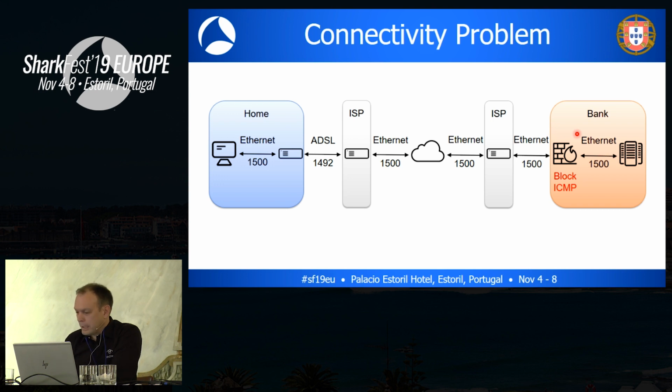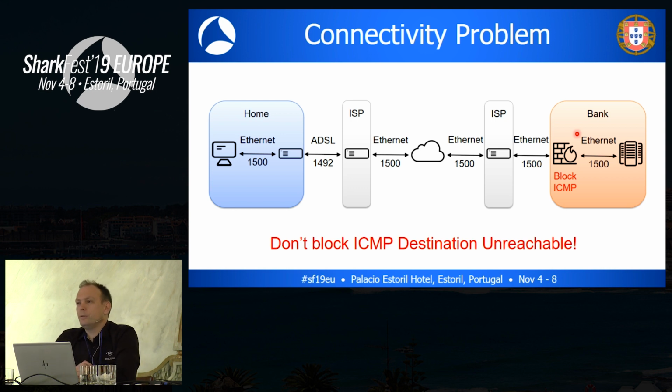So what's the solution to that? Don't block ICMP destination unreachable. That's the first thing. Also, don't block ICMPv6 packet too big, right? You also need that message. So if you're going to start blocking things, understand what you're blocking before you do that.